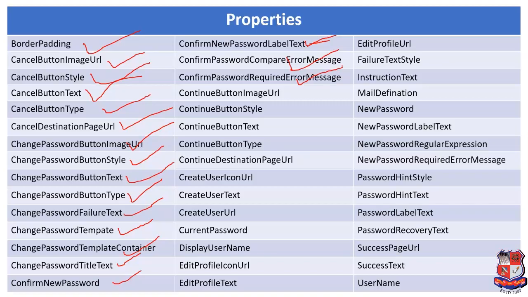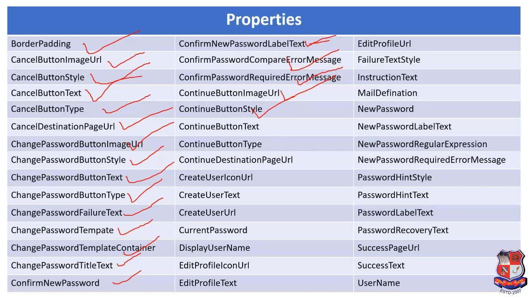Next is confirm password required error message. It is used to specify or retrieve the error message that is displayed when the confirm new password text box is left blank. Next is continue button image URL. It is used to retrieve or specify the URL of an image to use for the continue button on the success view of the change password control.